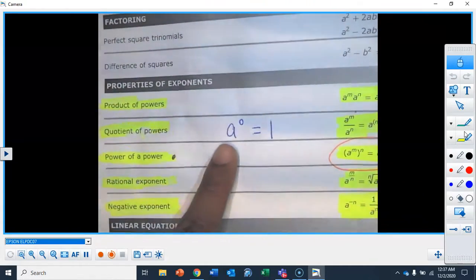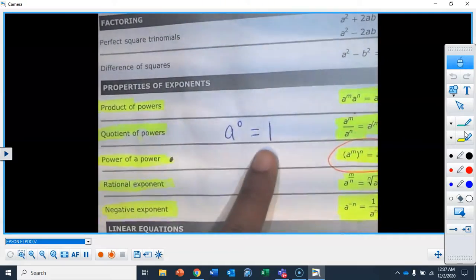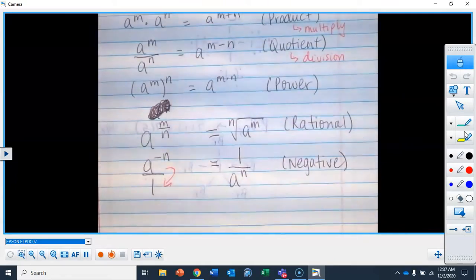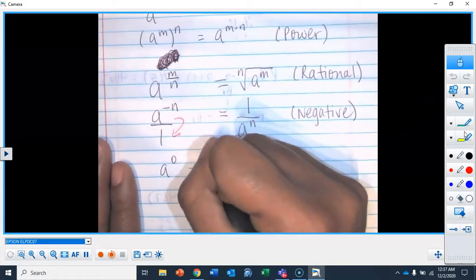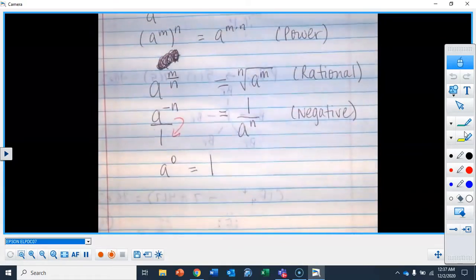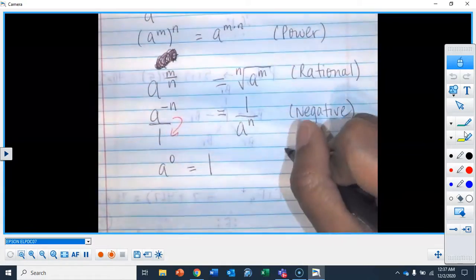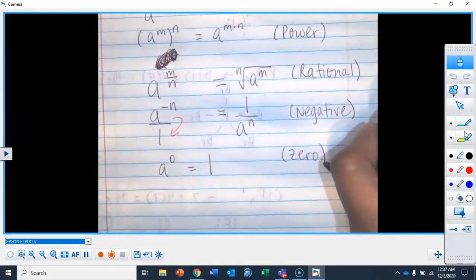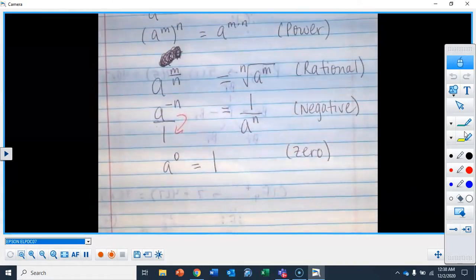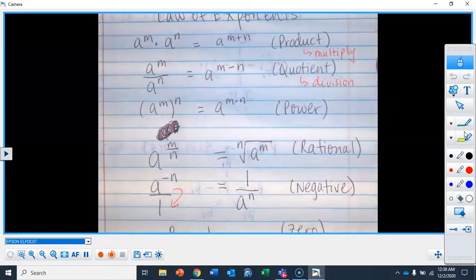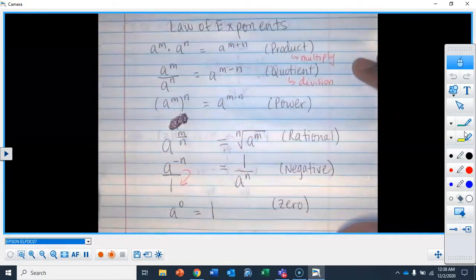Any base raised to the 0 power is always equal to 1. Just accept it. It's the law. Just add this one on your sheet. A raised to the 0 equals 1. Okay, and that one's called the zero law, the zero exponent law. So again, anything raised to the 0 is equal to 1. Okay, so before I jump into any examples of this, hopefully you can see all of that.